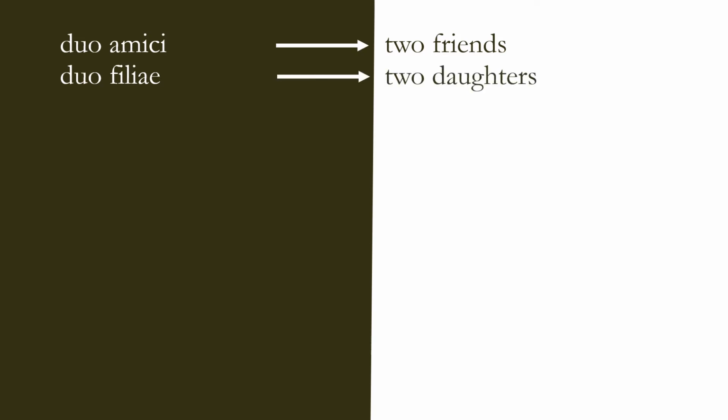So, duo amici is two friends. The number is being used just like an adjective. Duo is only used for masculine and neuter. And amicus, if we know our declensions, us, i, o, um, i, it's nominative plural. Duae filiae is two daughters. Okay, so we're using the feminine version of two. And filiae is daughters in the nominative.